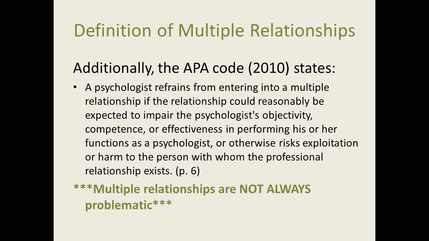APA also talks about the fact that psychologists are not supposed to enter into multiple relationships because they may have their objectivity impaired, or there may be competence issues or effectiveness and performance issues, etc. But the code also says that multiple relationships are not always problematic, so it doesn't prevent all multiple relationships.